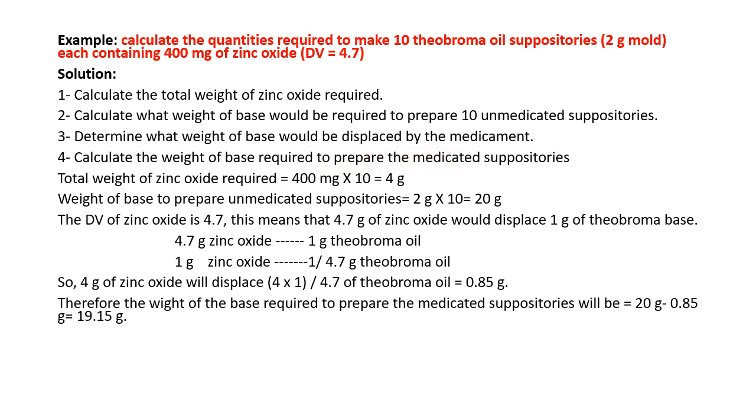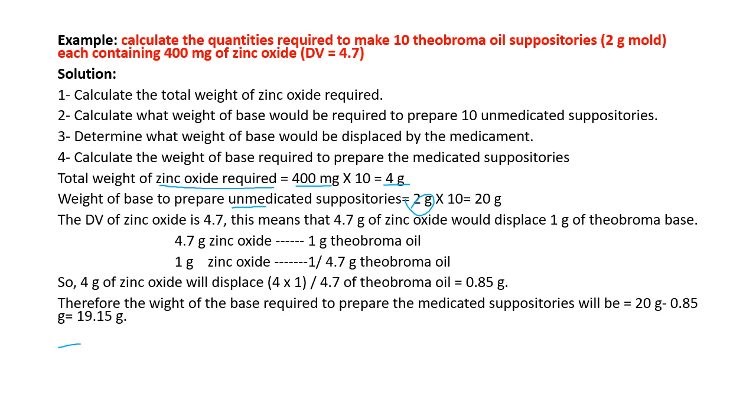So first we start with the weight of zinc oxide. The weight of zinc oxide required to prepare the 10 suppositories will be 400 mg times 10, and this gives 4,000 mg or 4 grams. The weight of the base required to prepare the unmedicated suppositories will be 2 grams.